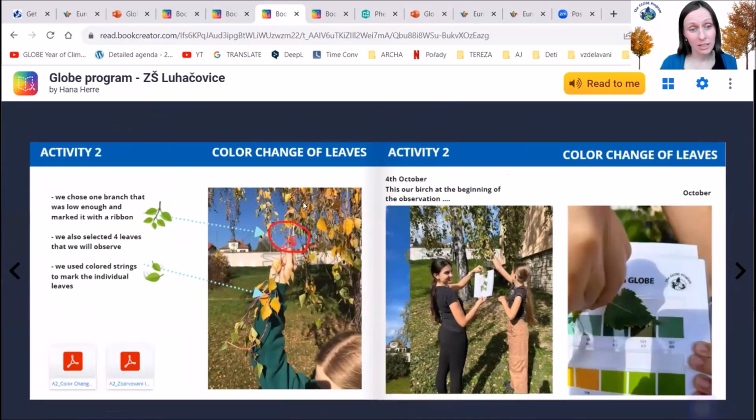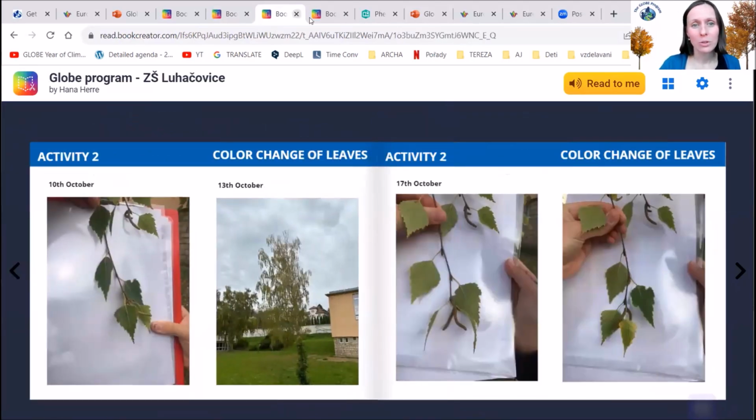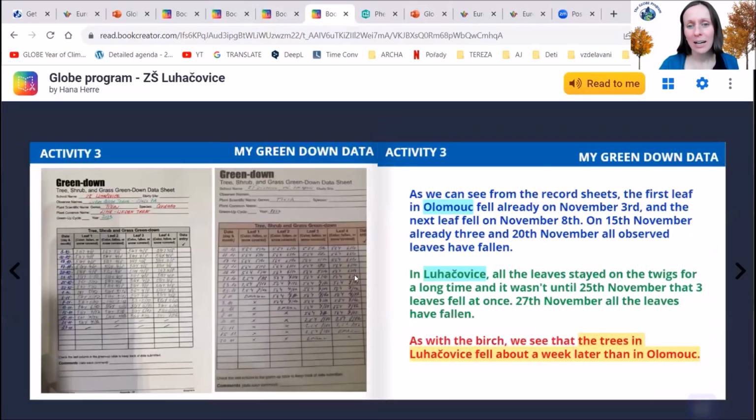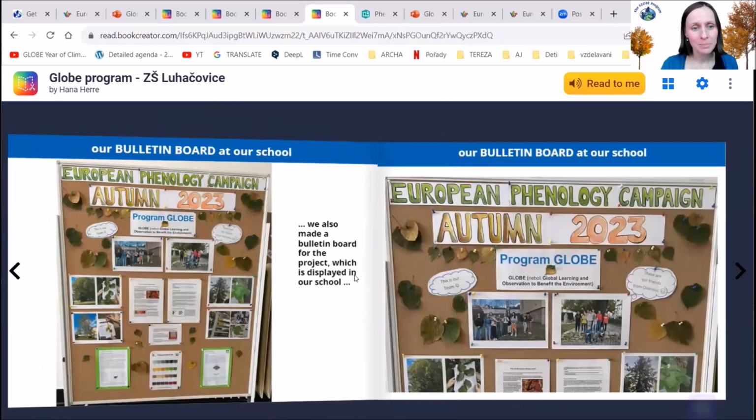It contains a lot of information, a lot of pictures, but it also describes how the elementary school in Luhačovice cooperated with another school. The other school is also based in Czech Republic, but in a different city, Olomouc. So these two schools found each other during the autumn and cooperated together, exchanged their findings, and you can read more about it in this online book.